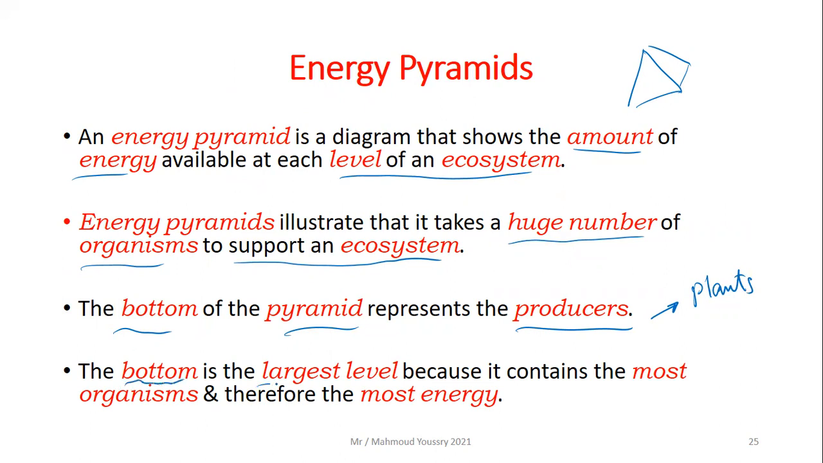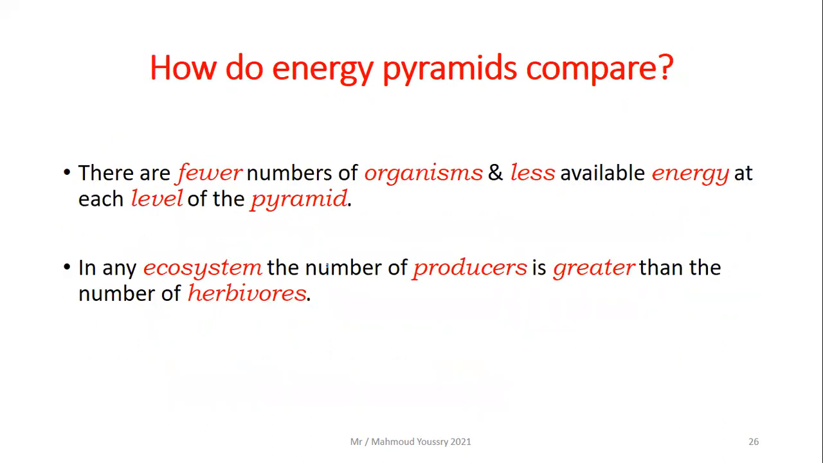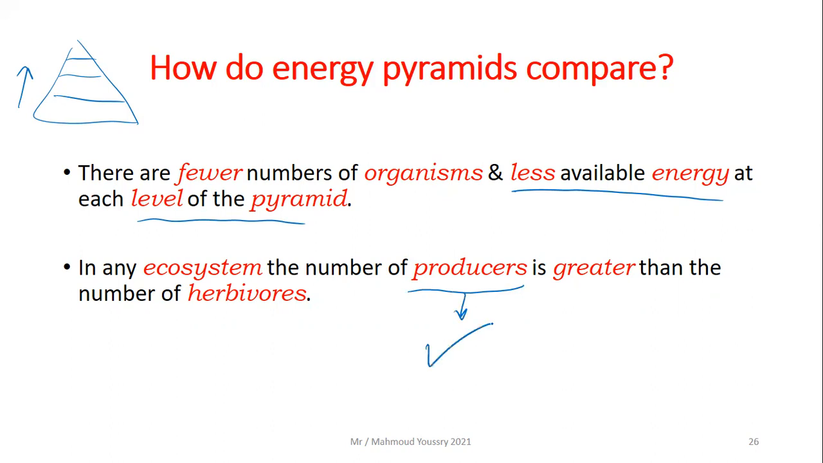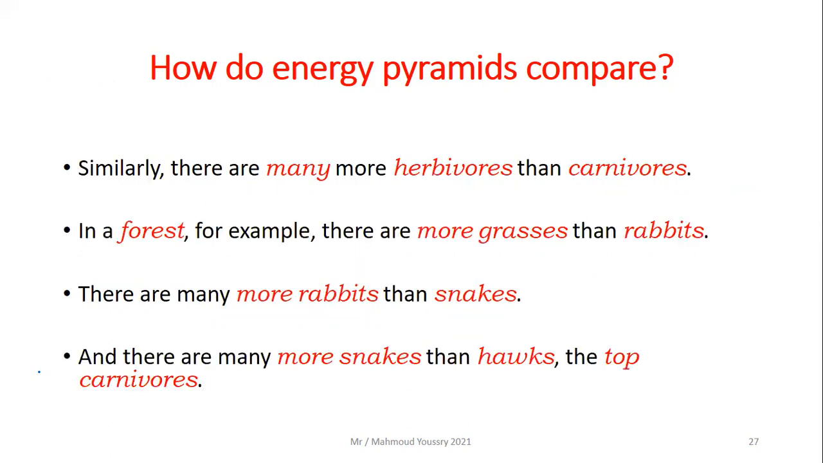The bottom is the largest level, like any pyramid, like any triangle. The bottom is the largest level because it contains the most organisms and therefore the most energy. There are fewer numbers of organisms and less available energy at each level of the pyramid. As you go from the bottom to the top, fewer number of organisms and less energy. In any ecosystem, the number of producers, the ones that can produce their own food, is greater than the number of the herbivores that eat the producers. Similarly, there are many more herbivores than the carnivores that eat them.